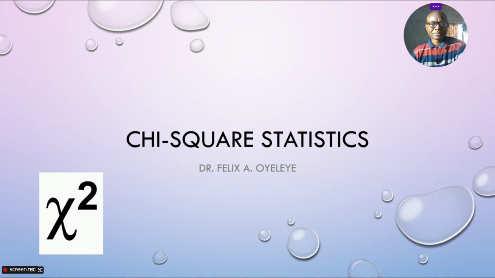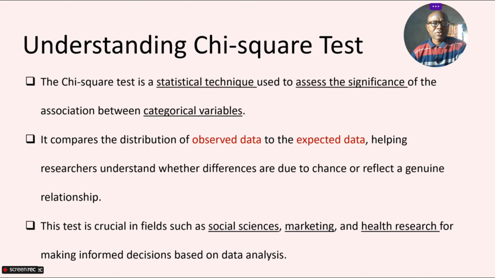Let's get started. So, the first question is, what is the chi-square statistics or the chi-square test? The chi-square test is one of the statistical techniques that could be used to assess the significance of the association between two categorical variables, be it within human population or any kind of population whatsoever.